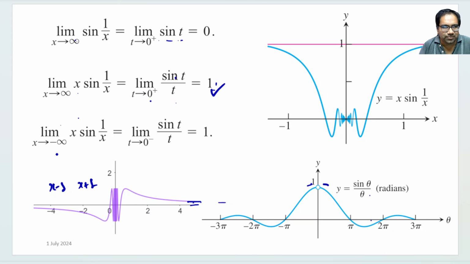Similarly, if you do it for x equal to minus infinity, then again t tends to 0 minus, and from this side this is still 1. Okay. So now for x sin 1 by x, the limit is actually equal to 1. You can see it from this graph. There is a horizontal asymptote. The graph of x sin 1 by x will look like this. As x approaches infinity, it will try to approach 1, right guys?